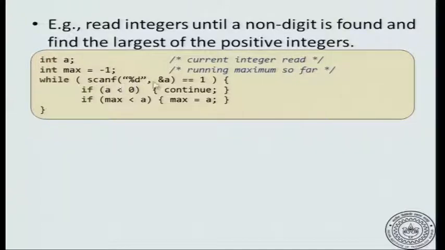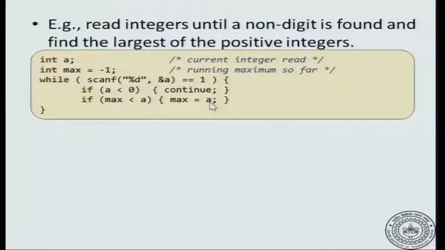Okay. So if a number was read, check whether the number is negative. If the number is negative, continue. Continue means go to the next iteration of the loop. Do not do what is remaining in the loop. Okay. So if the currently read number is non-negative, you check whether the current maximum is less than the new number. If it is less than the new number, you reset the maximum to the new number.